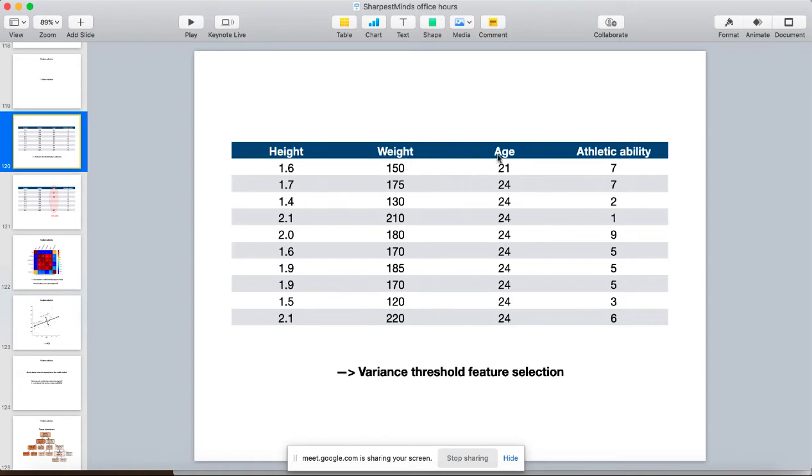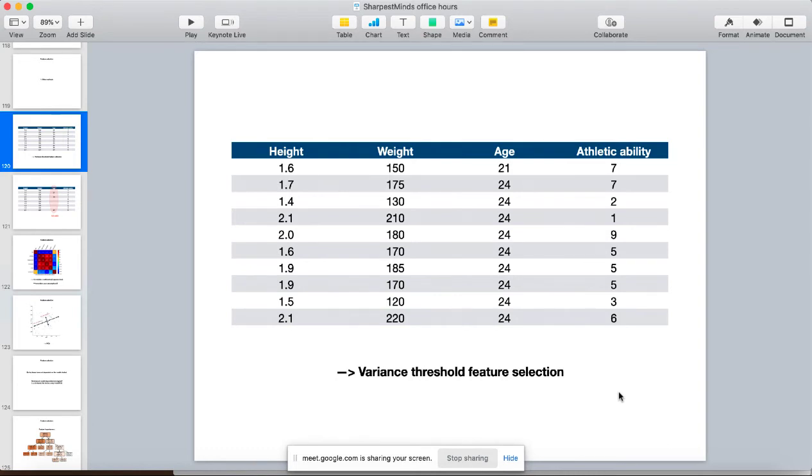We have height, weight, age, and athletic ability, supposing we could score that somehow. Notice this age column: it is all 24s. There's a 21 here, but sure, one person is 21 years old, and this column is really not adding a lot of information to our problem. We've got basically a redundant column.